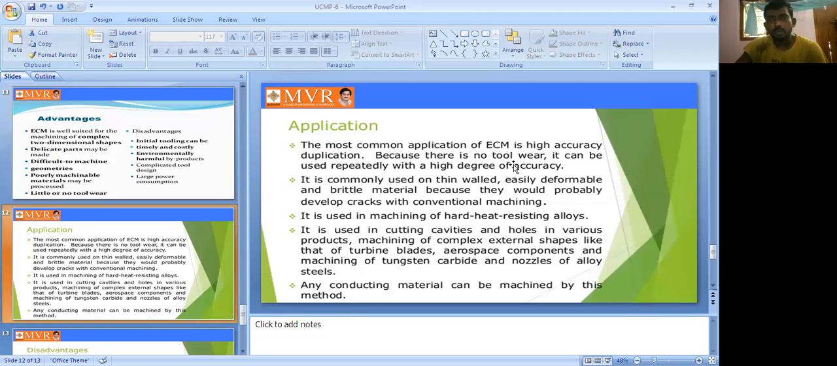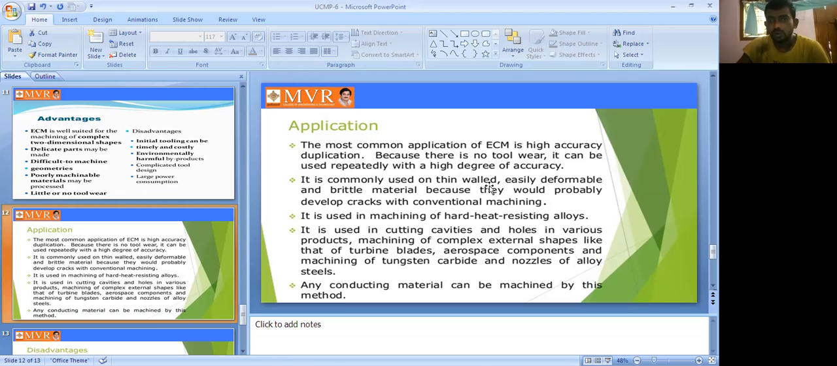The most common application of ECM is high accuracy duplication, because there is no tool wear, so it can be used repeatedly with a high degree of accuracy. Majorly, we can see high accuracy, efficient, good surface finishing parts in ECM1. This is one of the applications.